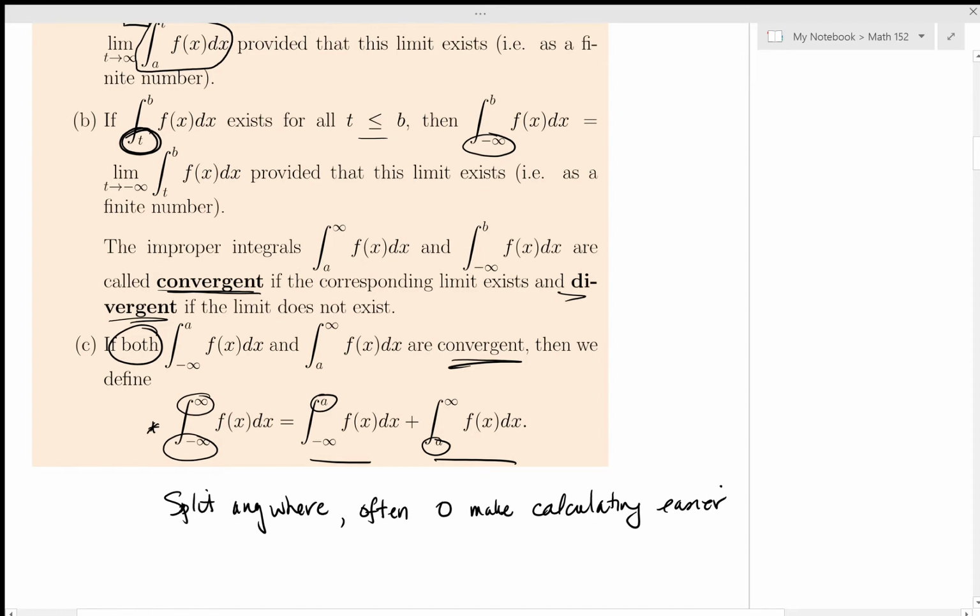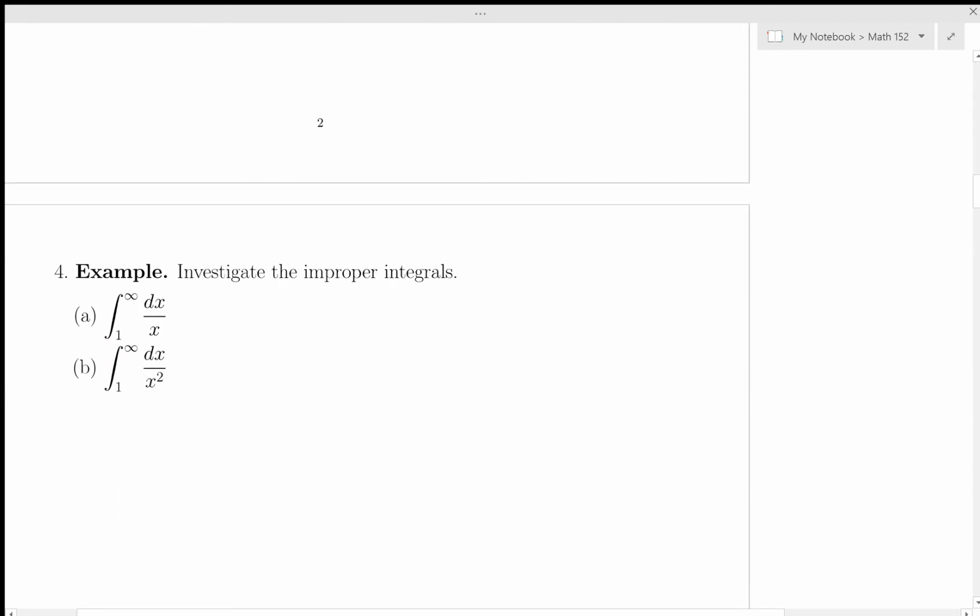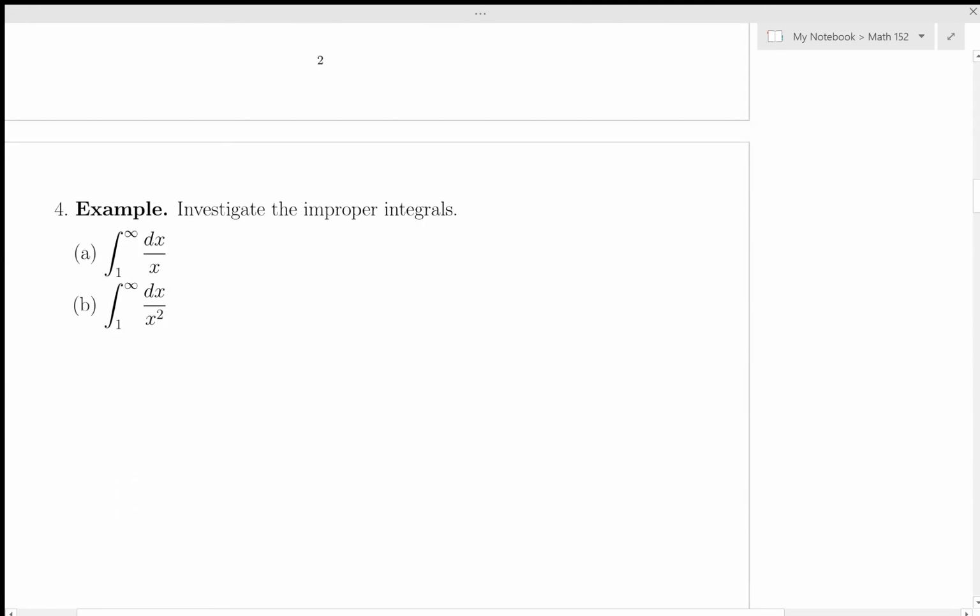Okay, let us take an example and see what happens. We're going to look at two improper integrals here: the integral from 1 to infinity of dx over x, and the integral from 1 to infinity of dx over x squared. Let's do this one first, b, because that is the one we already had on the front as my first example. So let's do the proper job of evaluating this one and see what happens.